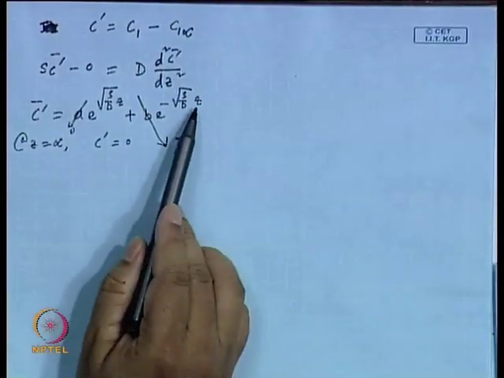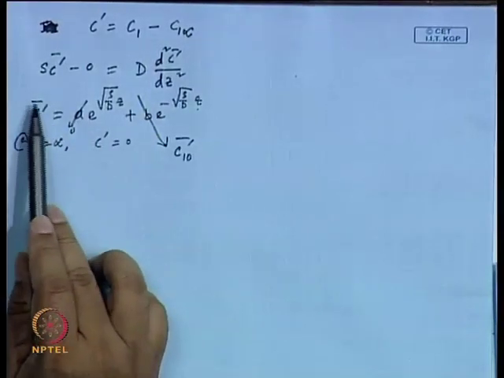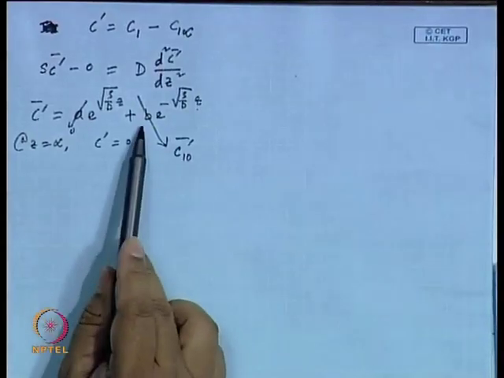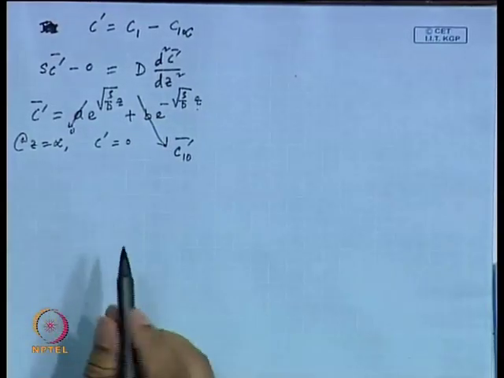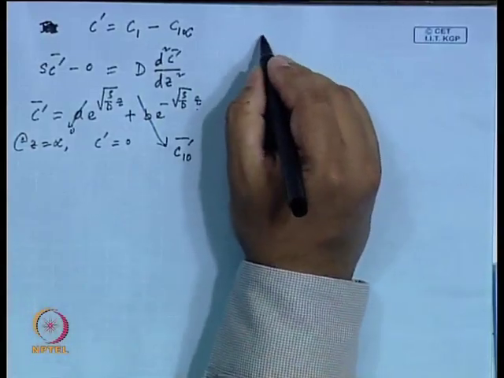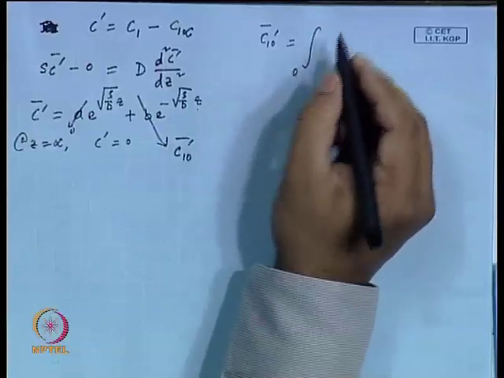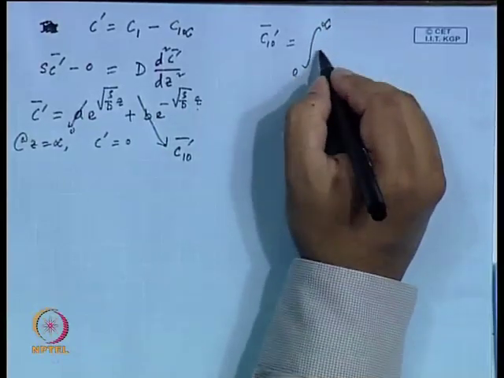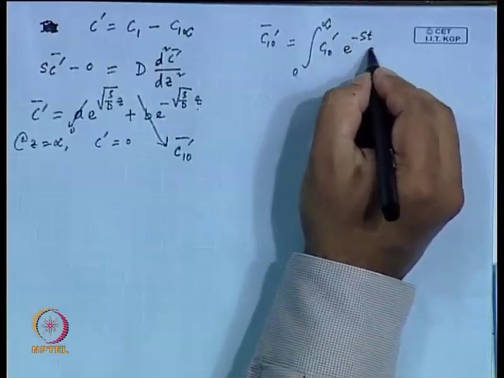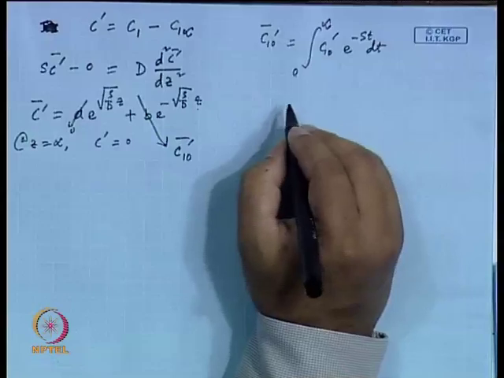I can see that at z equal to 0, B is equal to C prime bar, and at z equal to 0, you call this C prime bar as C10 prime bar. So, instead of B, you can write C10 prime bar. And now, if we look at what this C10 prime bar is, that is nothing but integration 0 to infinity C10 prime e to the power minus st dt. That is the definition, that is how Laplace transform is done.